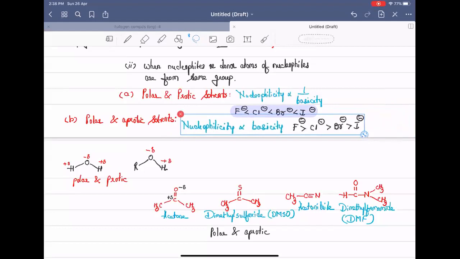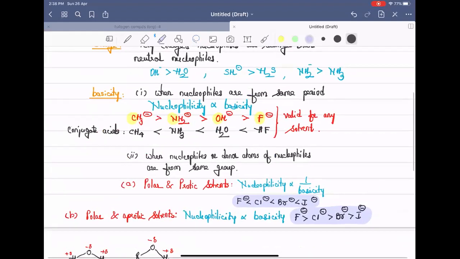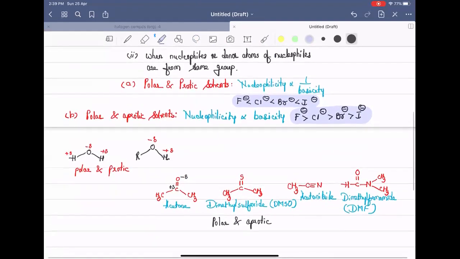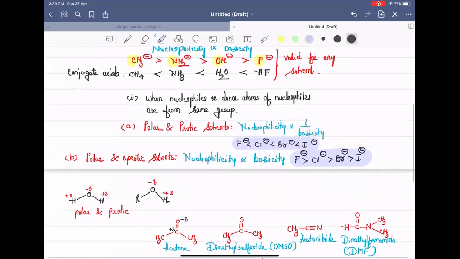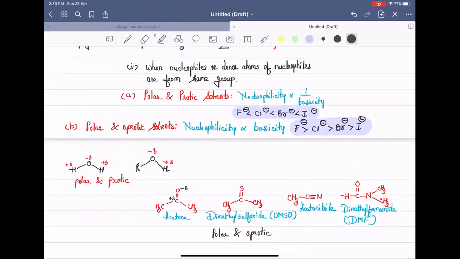What we have here is for polar and aprotic solvents. Very simple to make you all understand that basicity of any nucleophile is a very important parameter for deciding its strength. Here you have to know whether nucleophiles, or the donor atoms in nucleophiles, come from the same period or from the same group. If they come from the same period, it is as simple as nucleophilicity parallels basicity, or nucleophilicity is directly proportional to basicity. However, if your nucleophiles, or the donor atoms of nucleophiles, are from the same group, in that case the strength of the nucleophile would be largely dependent on the nature of the solvent used.